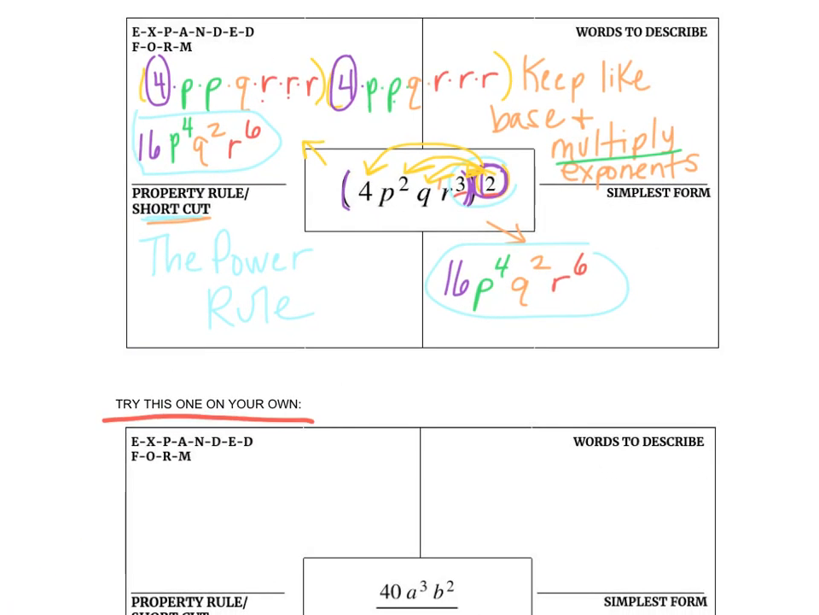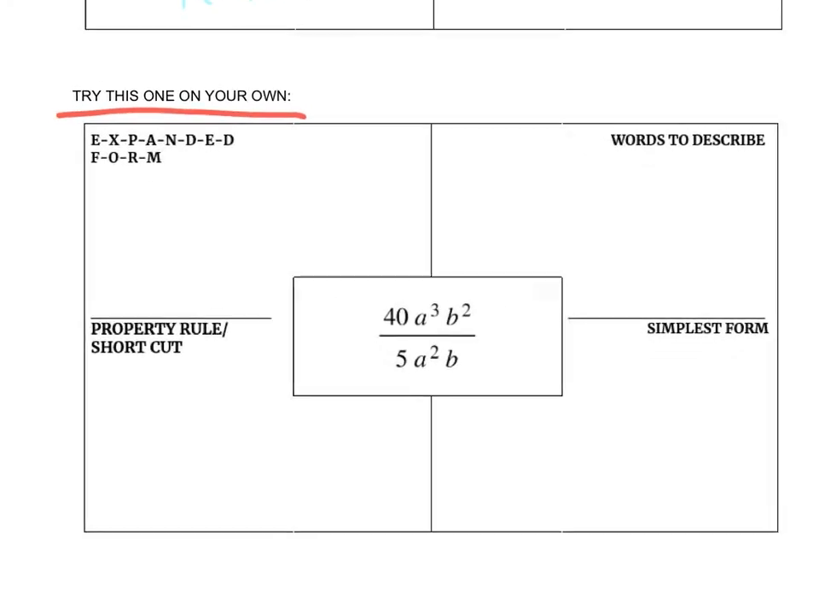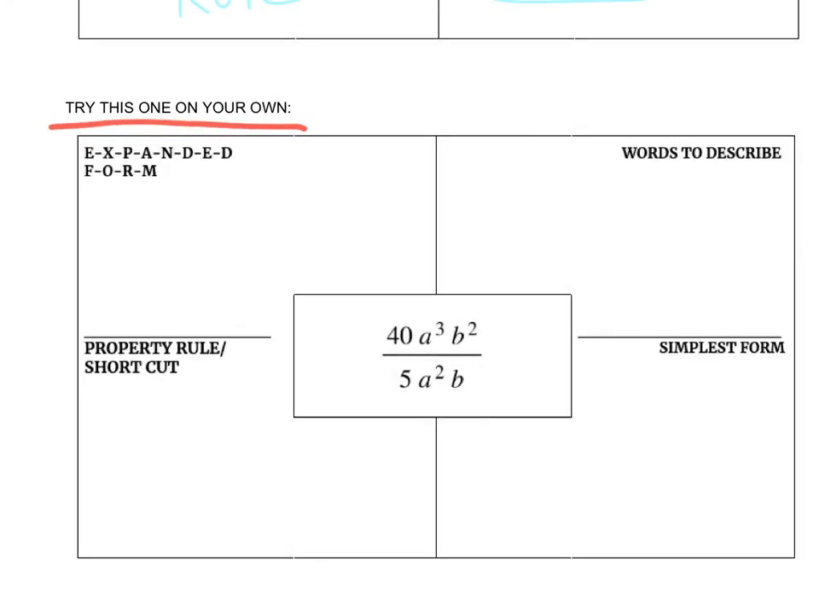All right, now your job is to try to complete this one on your own. Try to expand it, try to figure out what the property, what the shortcut is, or the property rule. Try to describe the property. You can use the other side of the paper if you need help with that. And then give your simplest form final answer here.